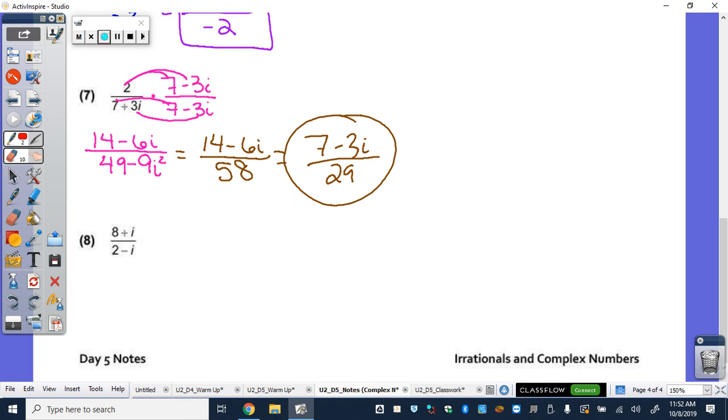Then our last one in the notes, again, binomial denominator. So we got to multiply by what? Conjugate. Keep saying that word over and over again in hopes that it gets ingrained in your brain. So 2 plus i. So this time our numerator, just a little bit more work to multiply it out. So I'm going to distribute my 8. So I get 16 plus 8i. And then I'm going to distribute this i, so I get plus 2i plus i squared.